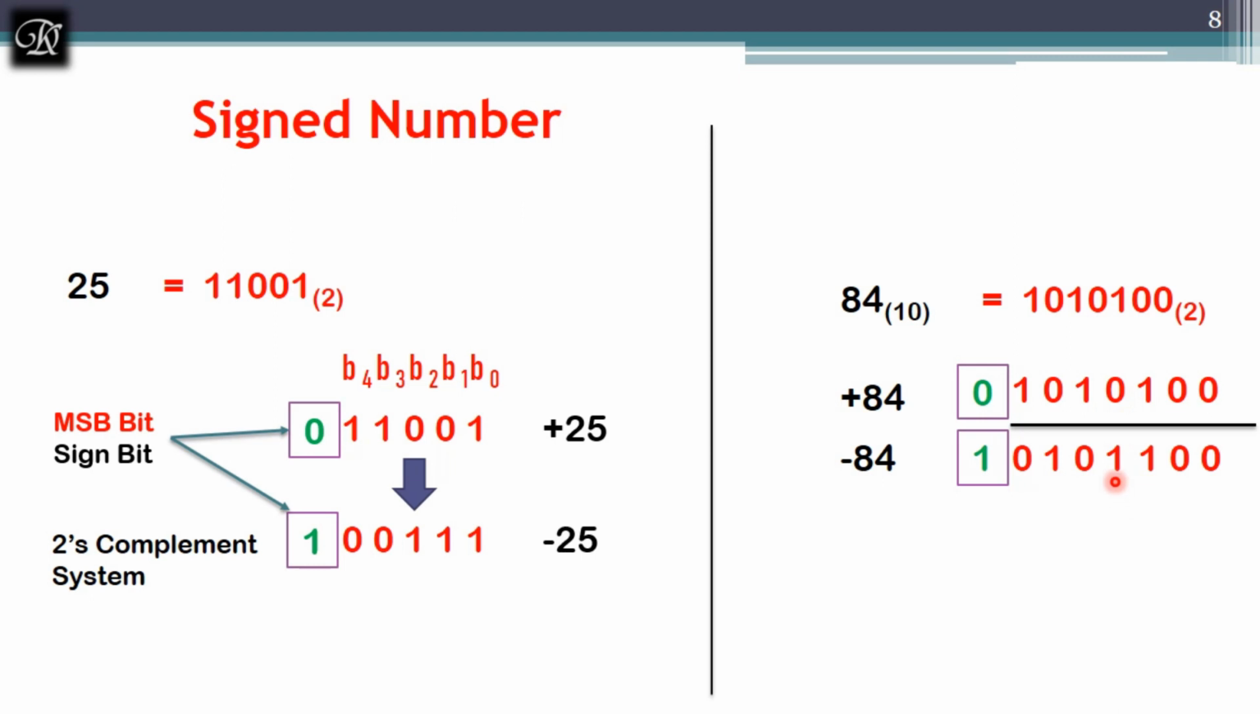See, 0 will become 1, 1 will become 0, 0 will become 1, 1 will become 0, and the sign bit was 0 because it is positive, and now it has become 1. This is how we find the negative version of the given number in a computer with the help of the 2's complement technique.